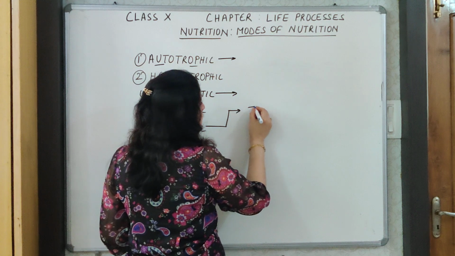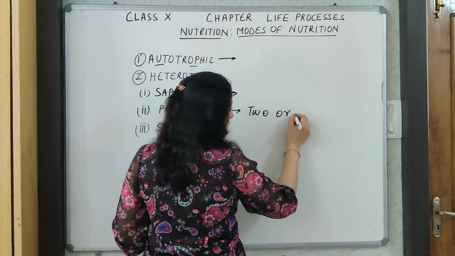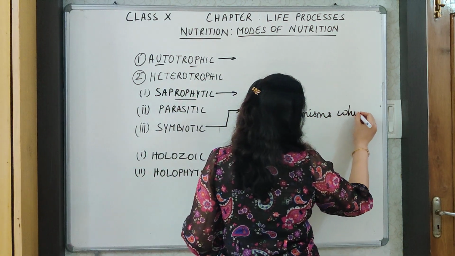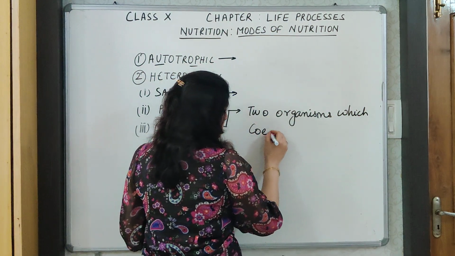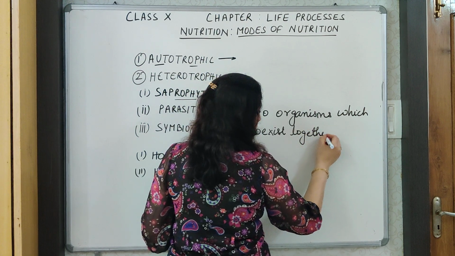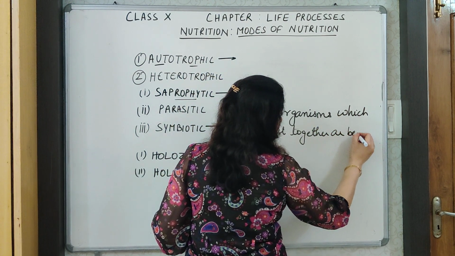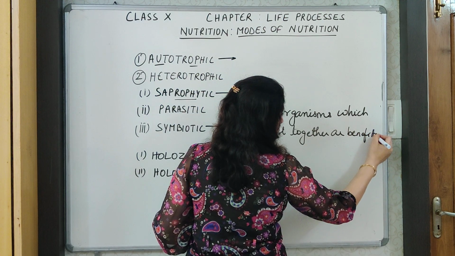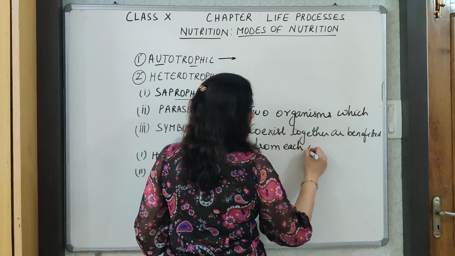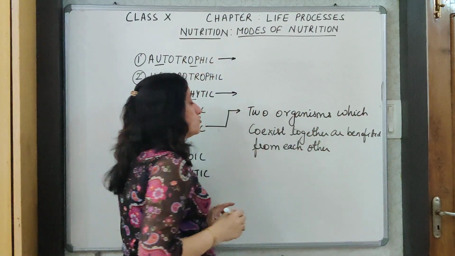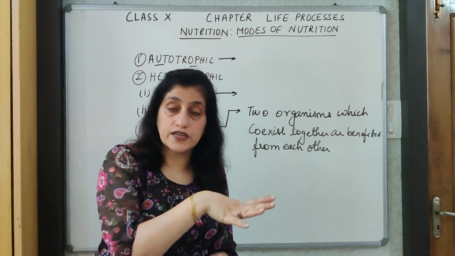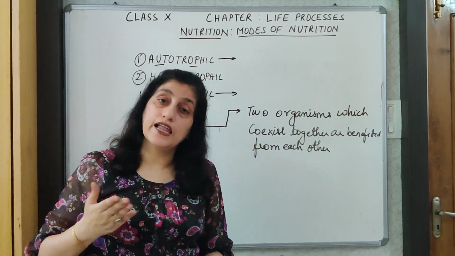In this, the two organisms which coexist together are benefited from each other. The two organisms which coexist together, they are benefited from each other. One provides something to the other and in return the other helps the first.